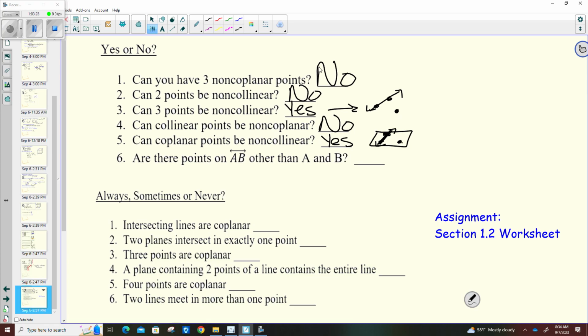All right, and are there points on line AB other than point A and point B? Yes. How do you know that? Perfect. So if I got A and B labeled, lines are made up of a series of points.